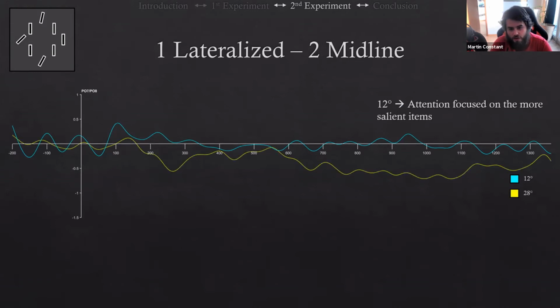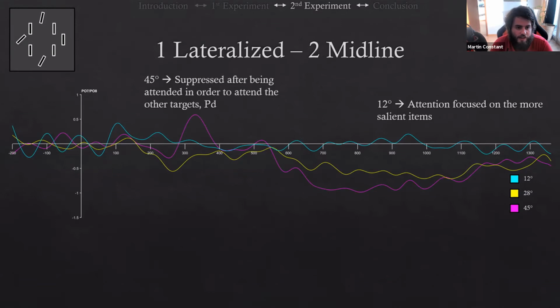When the 28-degree was the one that was lateralized, we find a small N2PC followed by a nice CDA. Finally, when the 45-degree was the one being lateralized, there is again this strong CDA, but there is no N2PC anymore. What we can see though is that there is this positivity that could mean that the 45-degree target is suppressed after being attended in order to attend the other targets. This is kind of like the PD component, although here it's not a distractor, but a target.